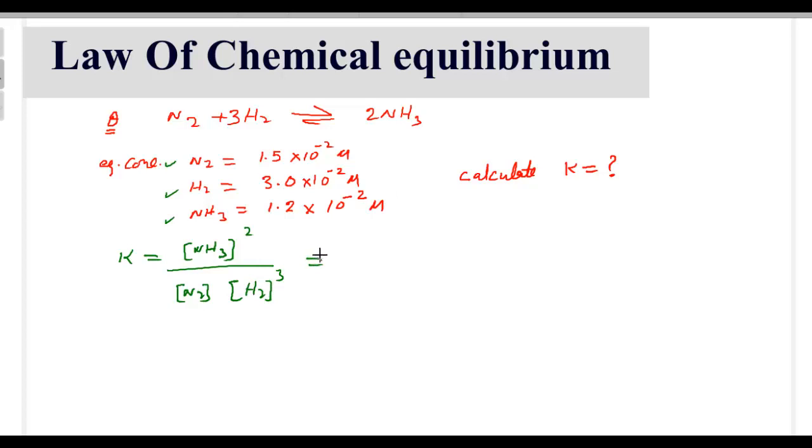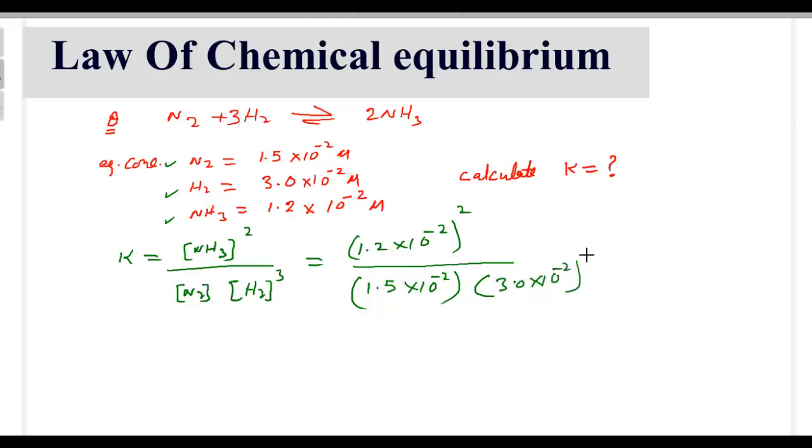Let's put the values in. We know the molar concentrations at the equilibrium state. The ammonia is 1.2 times 10 to the power negative 2, raised to the power 2, because the coefficient here is 2. This is divided by the concentration of nitrogen, which is 1.5 times 10 to the power negative 2, and the concentration of hydrogen, which is 3.0 times 10 to the power negative 2, raised to the power 3, because the coefficient here is 3.